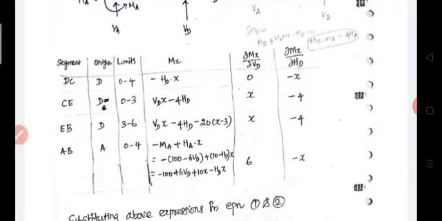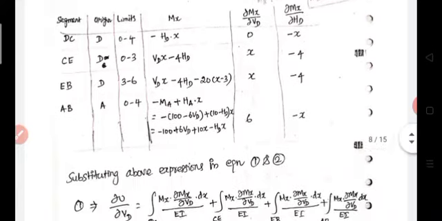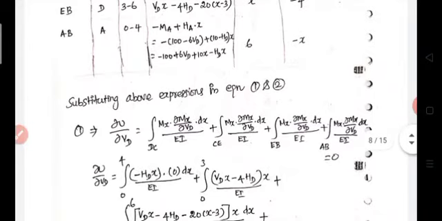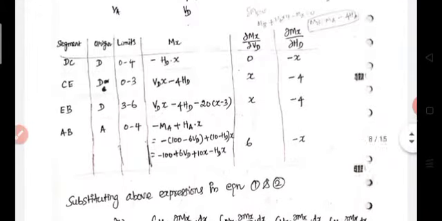Then partially differentiate this moment equation with respect to VD, that gives 6. Then partially differentiate with respect to HD, it gives minus x. Then substitute the above expressions, Mx, dou Mx by dou VD and dou Mx by dou HD, in the equations 1 and 2. So what is equation 1?